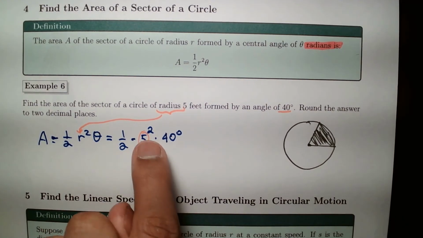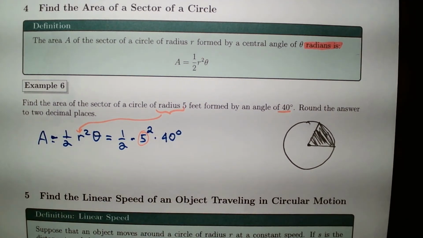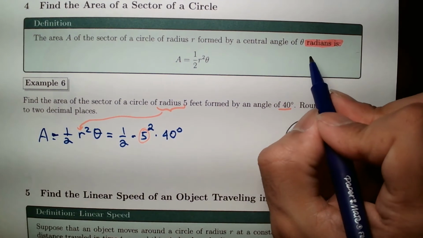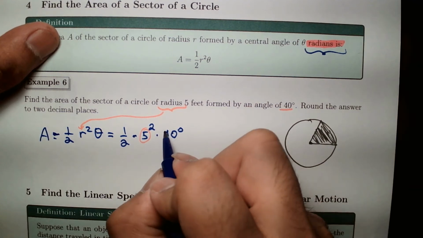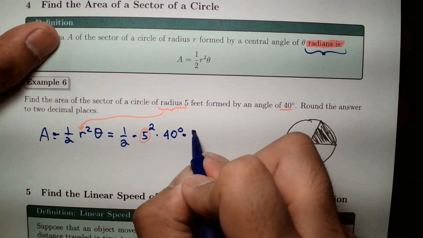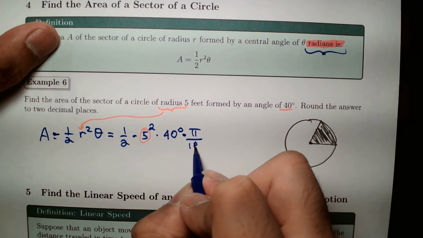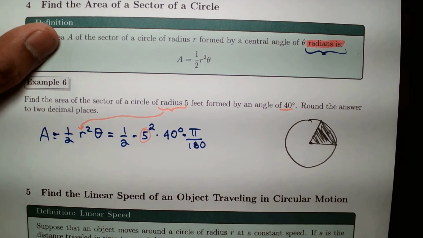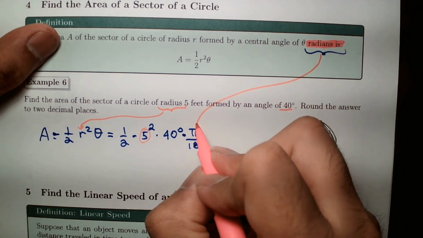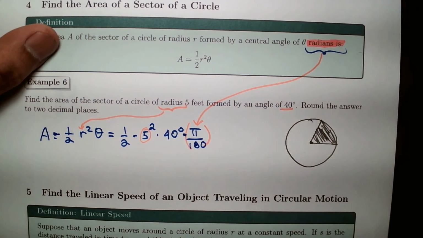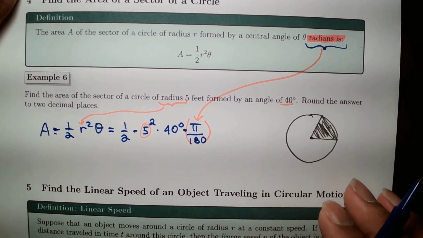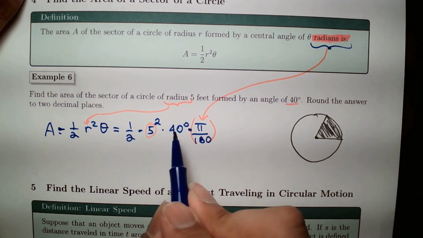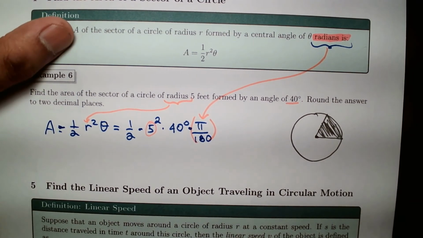However, we cannot just simplify this right away. We need to convert this to radians. This angle has to be converted to radians. So I'm going to multiply by pi and divide by 180. Let me explain why. This has to be in radians, so we multiply that by pi over 180. So I think in this case we're ready to just simplify.